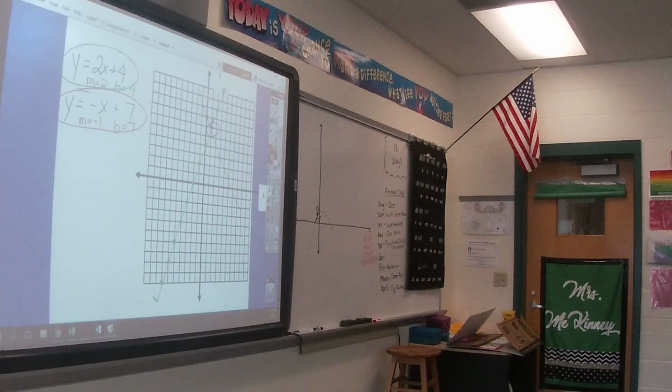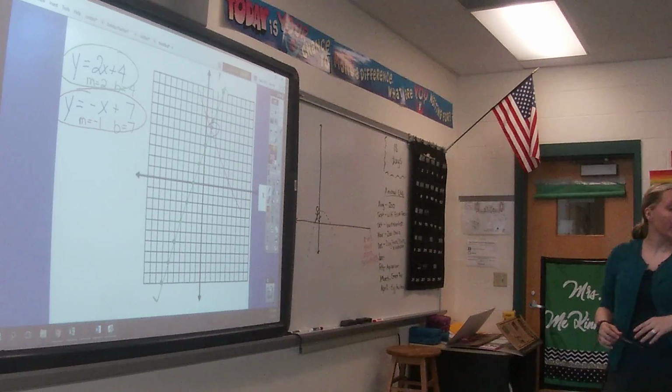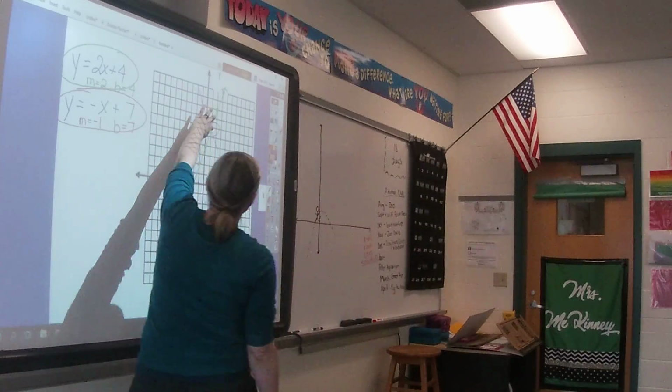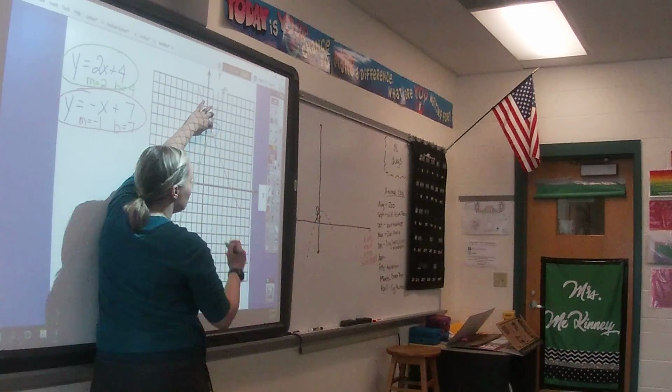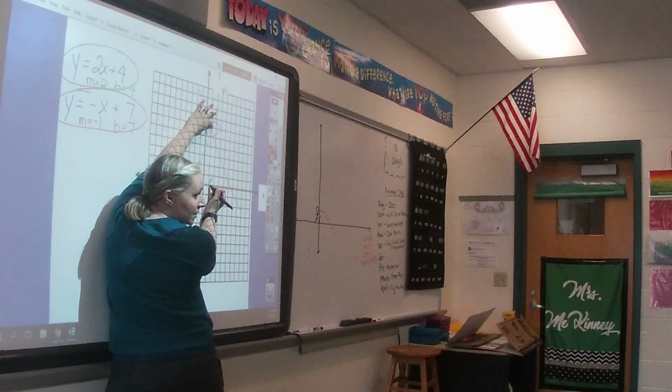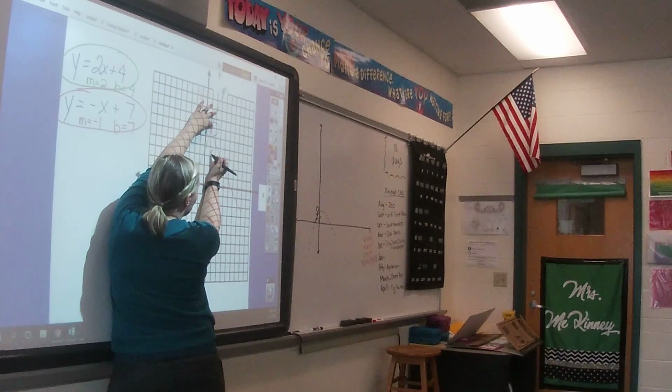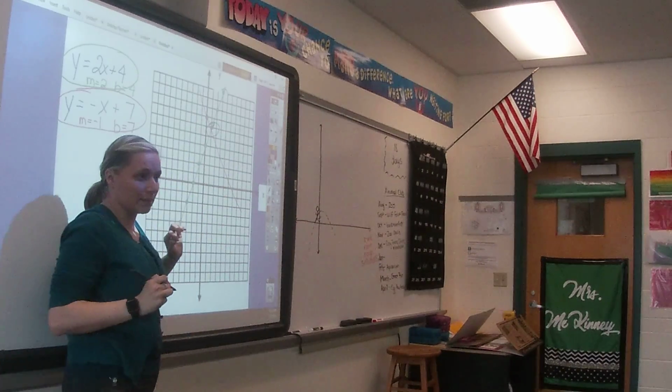Okay, and we said if we got intersecting lines, then we would name that intersecting point. So now we're going to name this point, this is the point (1, 6).